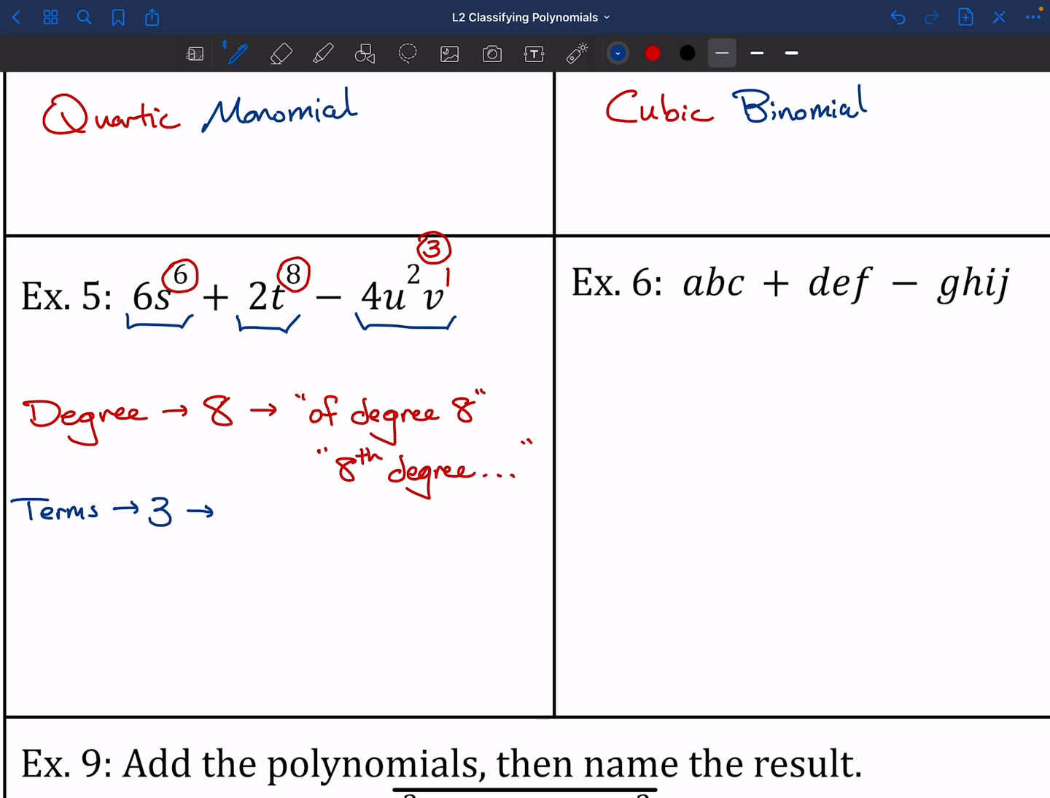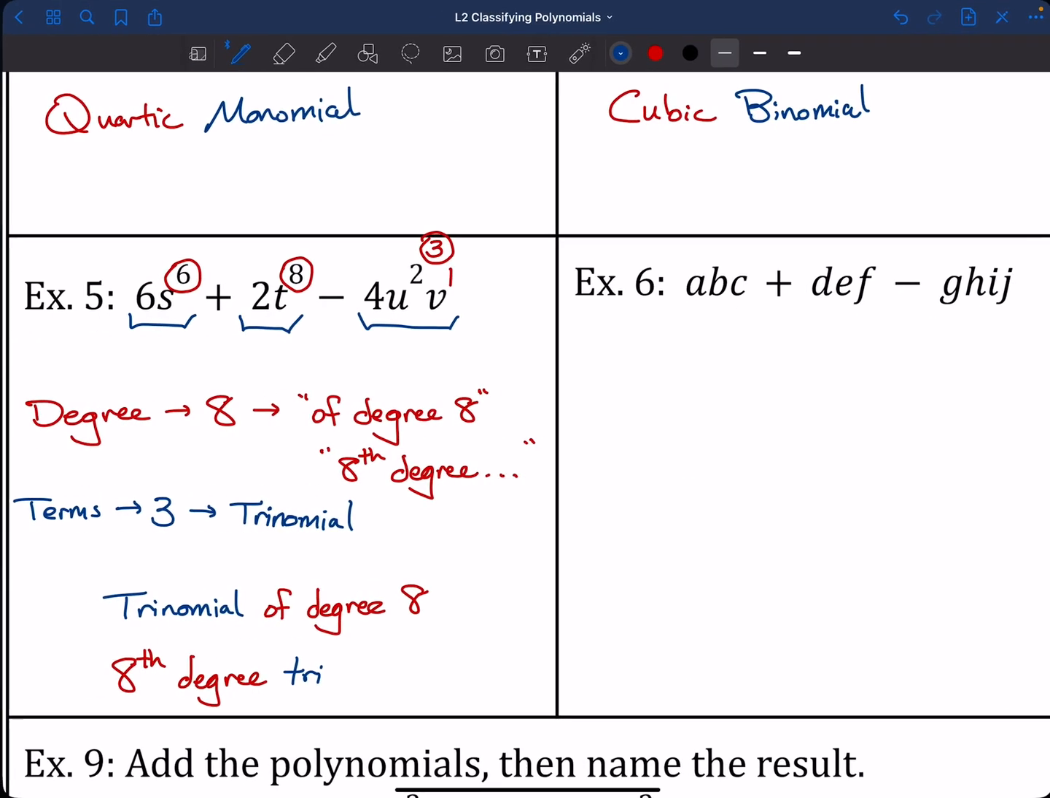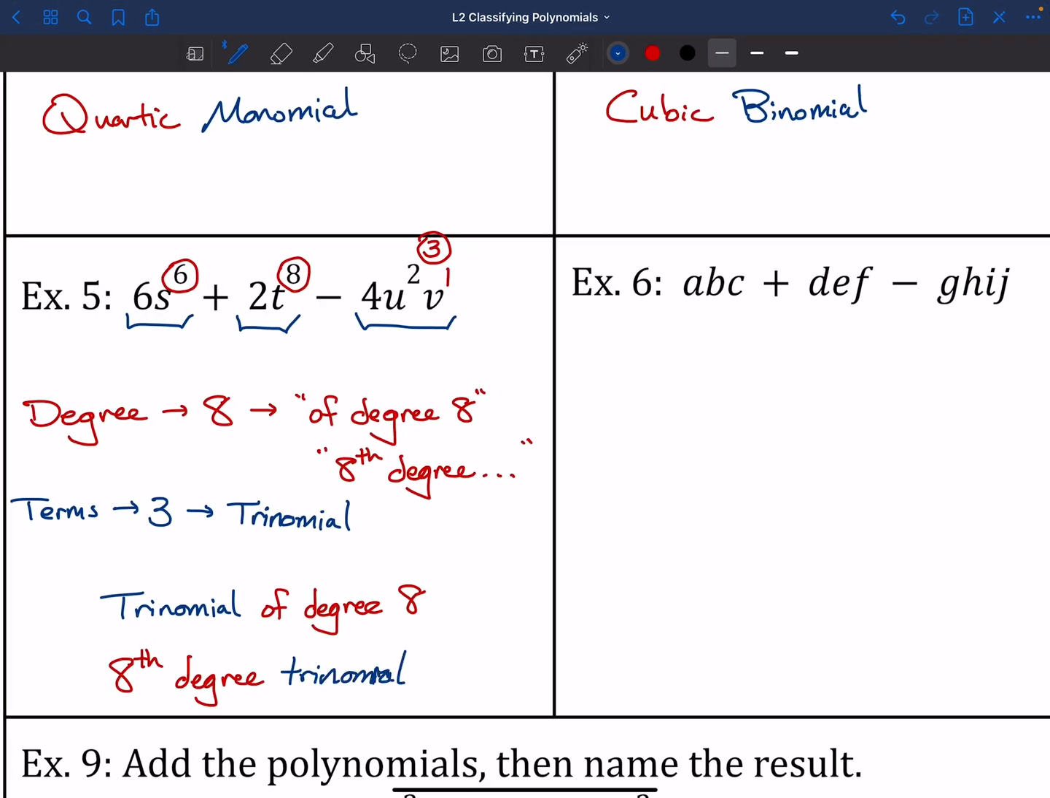Again, if you need to flip back over to take a look at these, that's okay. If it's got 3 terms, we call it a trinomial. Tri meaning 3. So when I'm writing this out, I would call this either a trinomial of degree 8, or alternatively, either one of these is fine, I could call it an 8th degree trinomial. Either one of those would be A-okay.